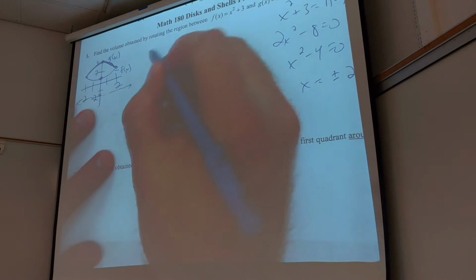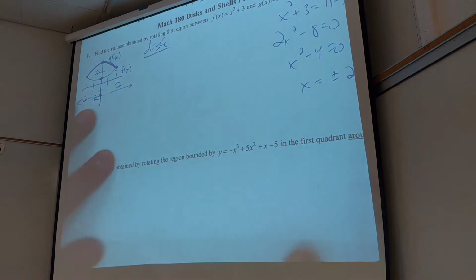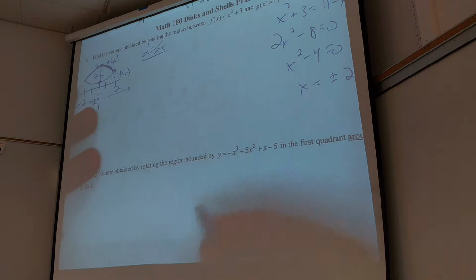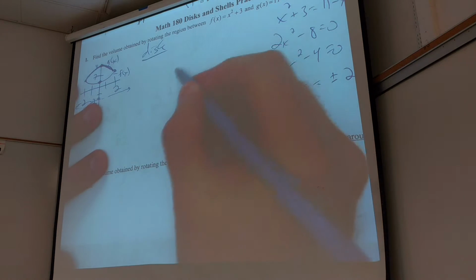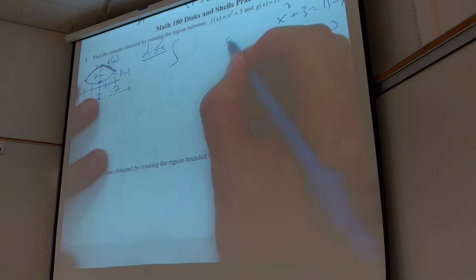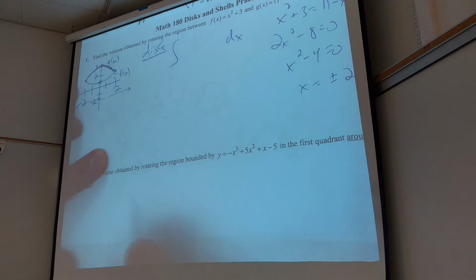So if I try to set up disk method, officially it'll have to be washer method. What do I have to identify? Your inner, yeah, inner and outer radius, I like it. So this will be integral dx.